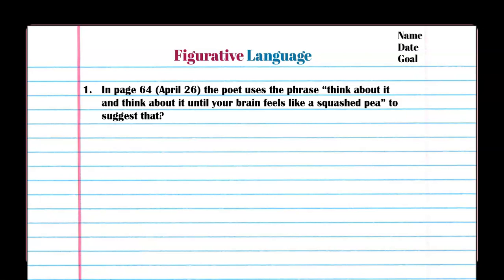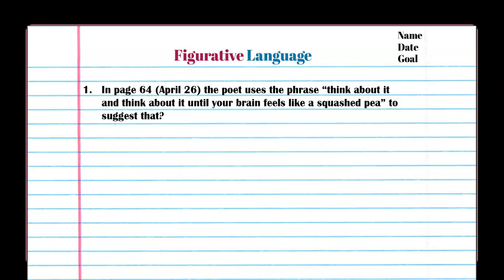What is the author or the poet trying to tell you? They're trying to compare the brain to being squashed, right? Kind of like when you think about something for so long, you're so nervous, maybe about the first day of school, you just keep thinking and thinking about it. Then what happens? You feel tired, right? Mentally tired, not physically, not your body. But mentally you're tired because you've been thinking all day of everything that can go wrong on the first day of school.